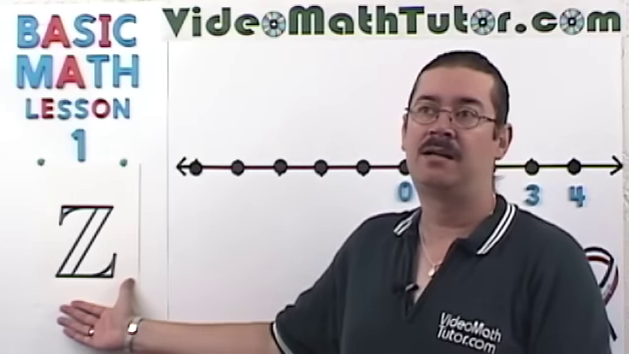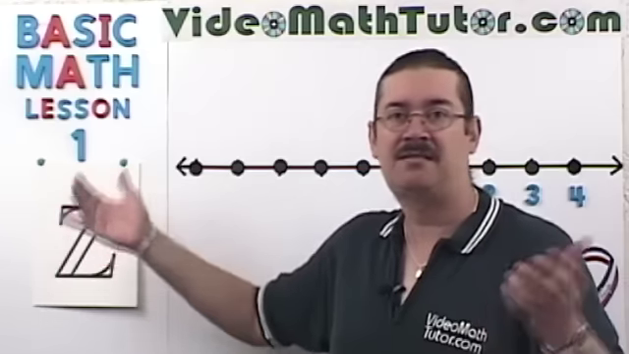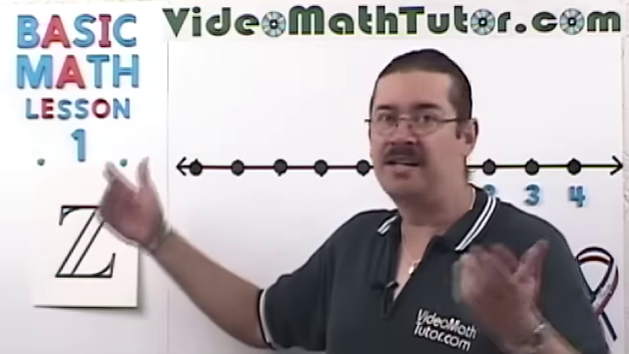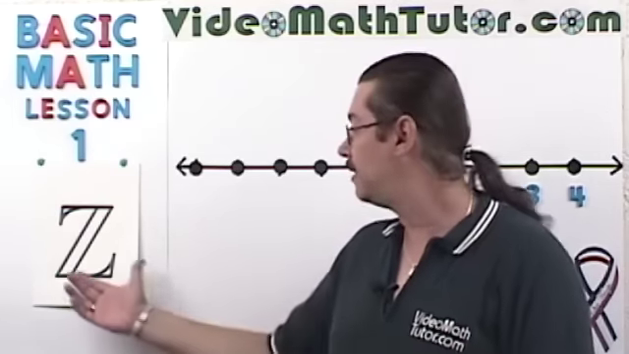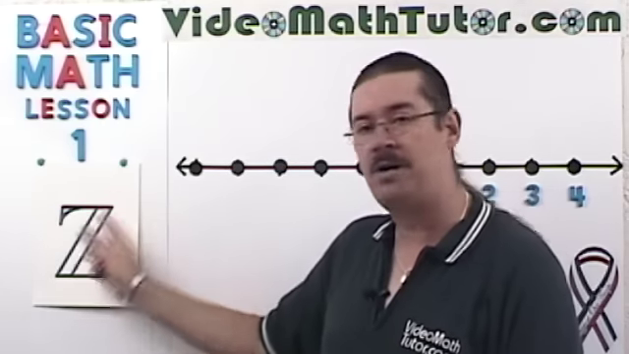Why a Z? I don't know. From Latin or something? I tried looking it up. I can't find it. Maybe someone can write to me, but it's traditionally denoted by the letter Z. Again, it has this double bar with it.